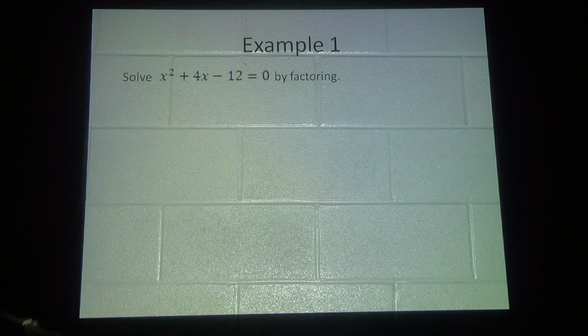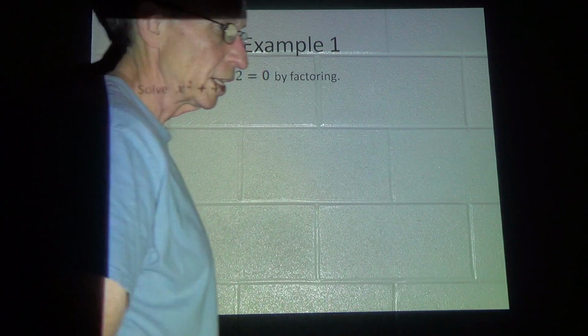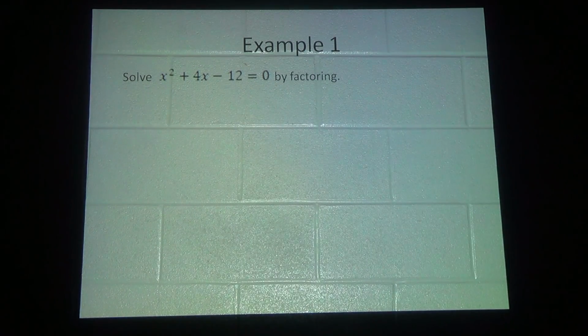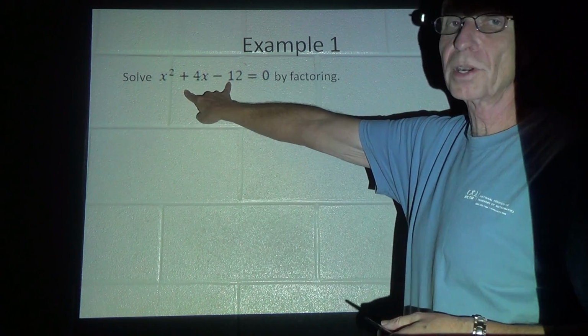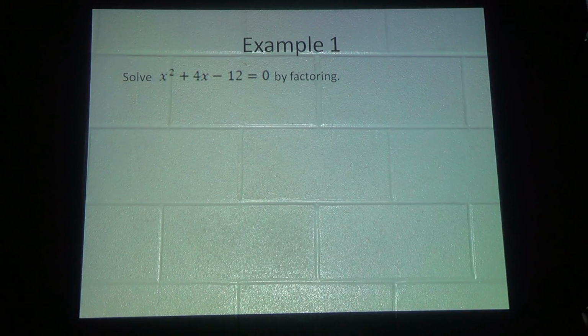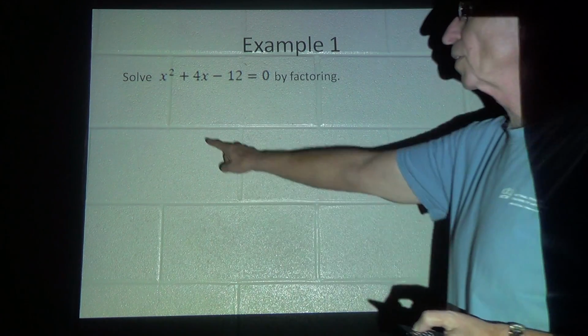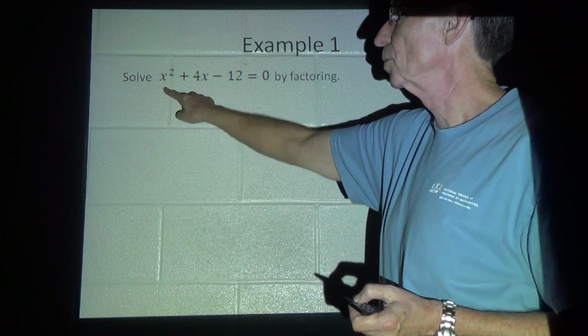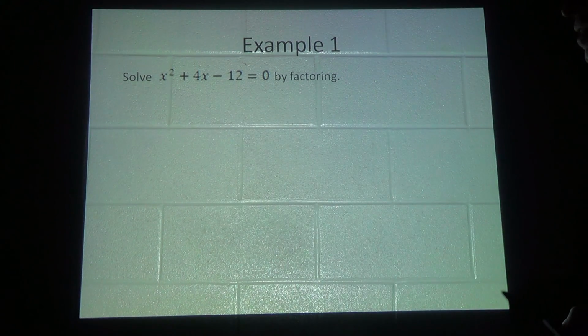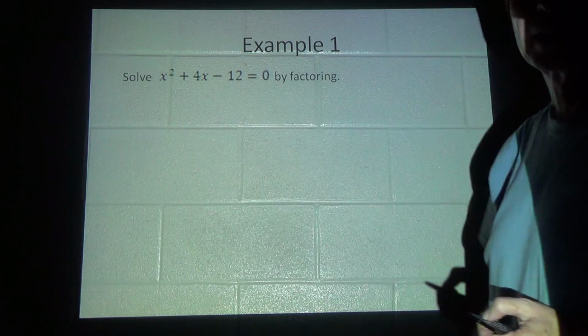Alright, so let's take a look at this. They want us to solve x squared plus 4x minus 12. Okay, they want us to do this by factoring. So what we're going to do is factor this trinomial using the box method. So the first thing we have to do is find the product, which is going to be negative 12x squared, and the sum that we're looking for is 4x.